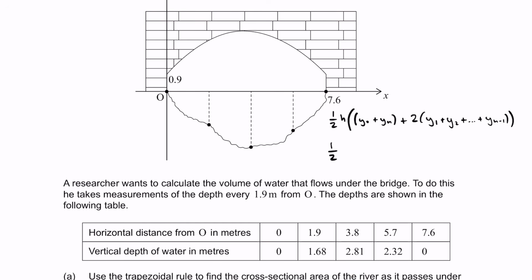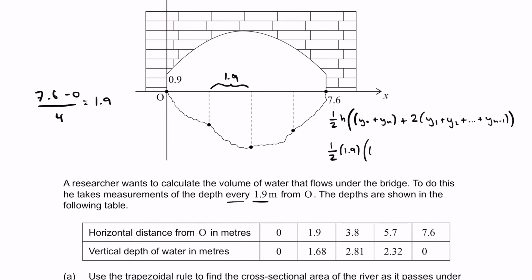Okay, let's go ahead and substitute 1/2 h. So what is h? We can go 7.6 minus 0, end point minus beginning point, divided by the total number of trapezoids, 1, 2, 3, 4. We could do that, and we'd find out that that gives us 1.9. I think the easier way, just remember h is actually the width of the trapezoid, which is 1.9. They tell us that the researcher measures the depth every 1.9 meters. So h itself is 1.9.